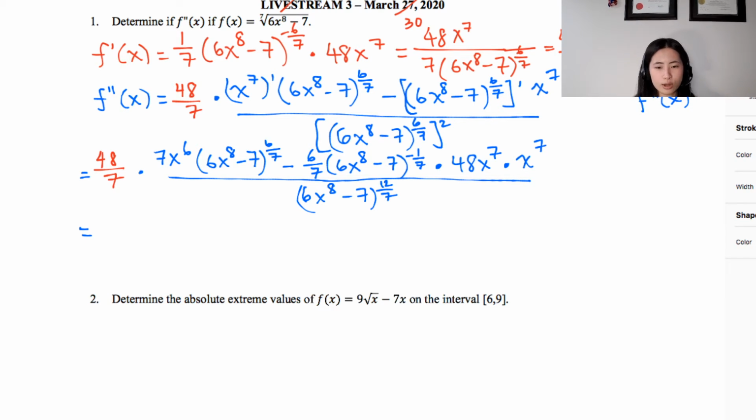So, okay, let's go. So we have 48 over 7, right? And we have this term, 7x^6, right? So whenever I'm saying 7x6, I'm saying that it's 7 times x raised to the power of 6, okay? Just so it's easier to say and it's quicker. So just keep in mind that I'm saying that this is an exponent.